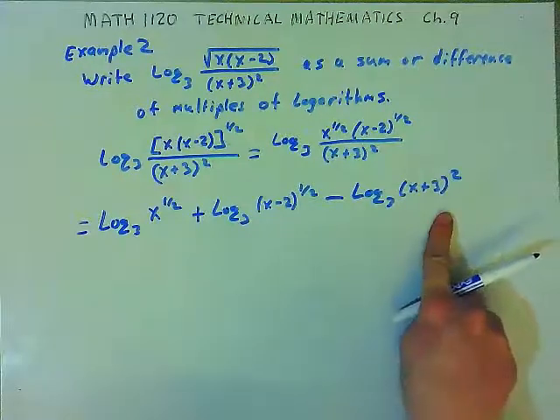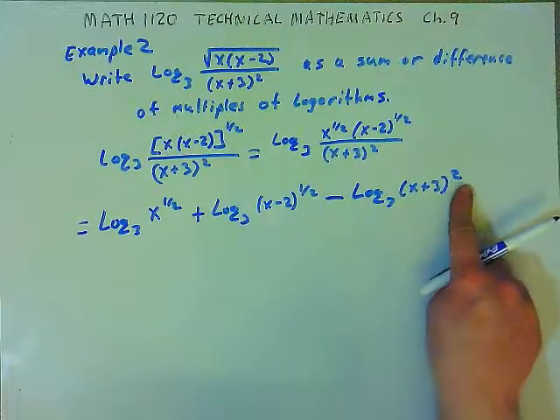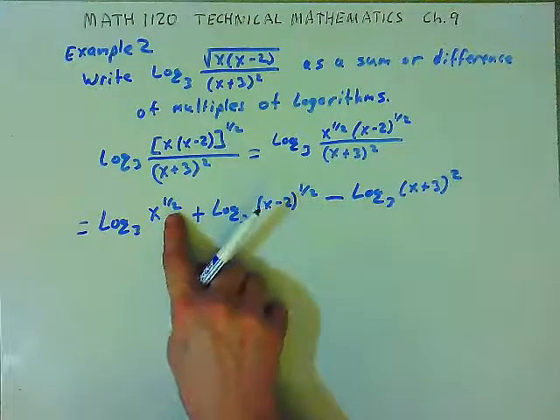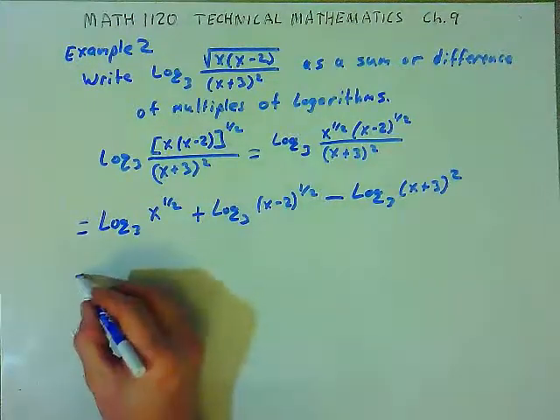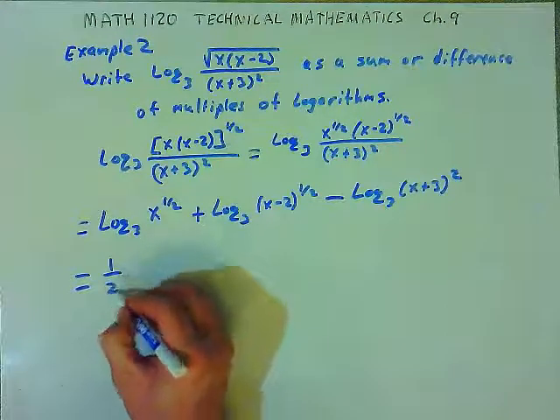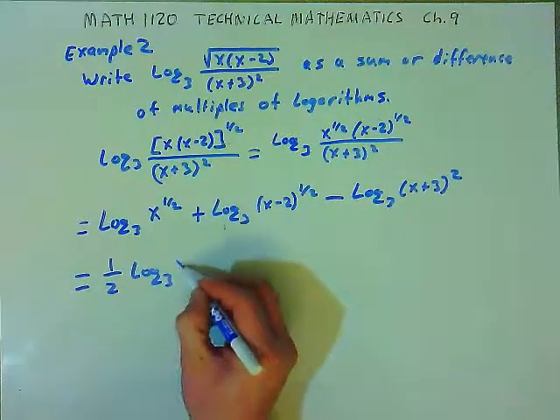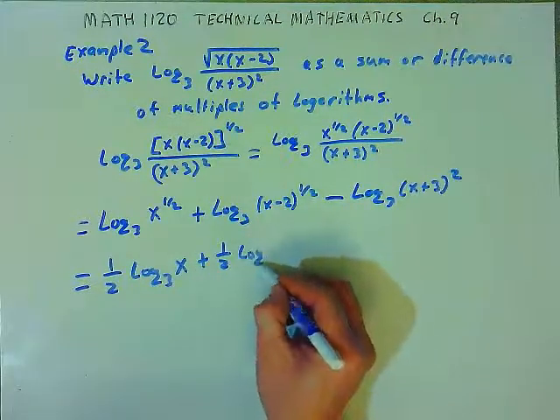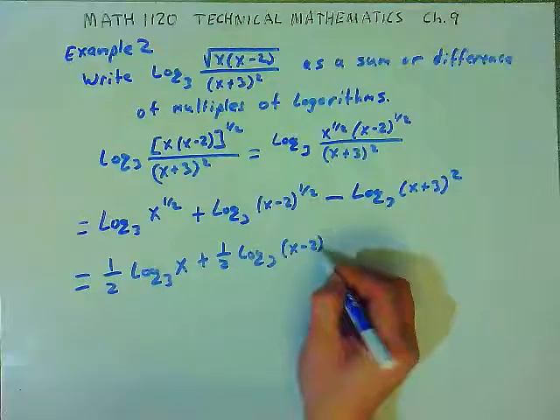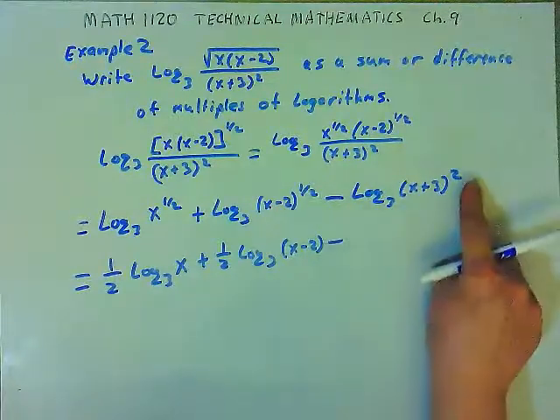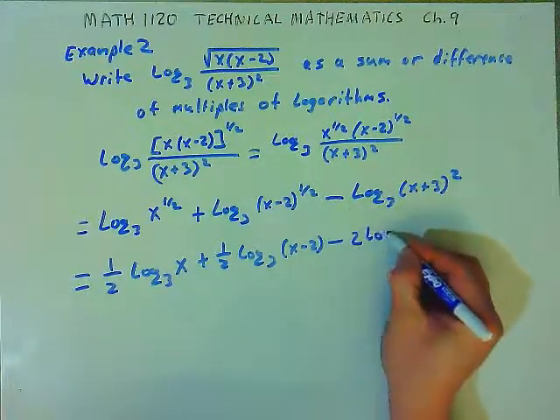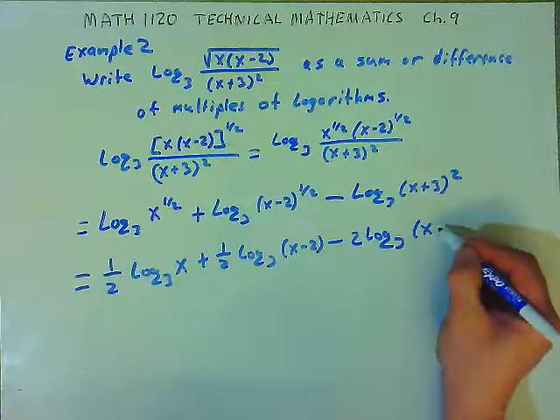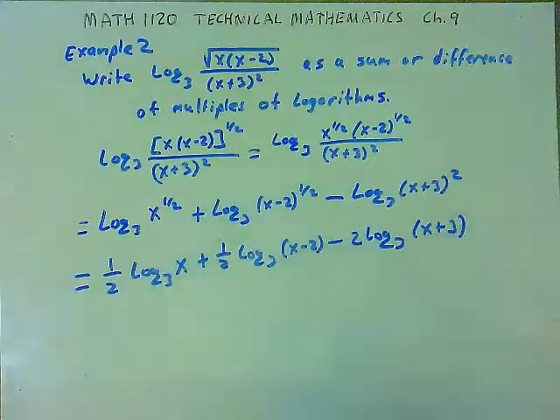Okay, and now the last thing that I need to do is apply the power rule. I want to get rid of the exponents by bringing them out front and making them multipliers. So this is going to become 1/2 log base 3 of x plus 1/2 log base 3 of x minus 2 minus 2 log base 3 of x plus 3. Okay, and that will be the solution. This will be the simplified version of that original logarithm.